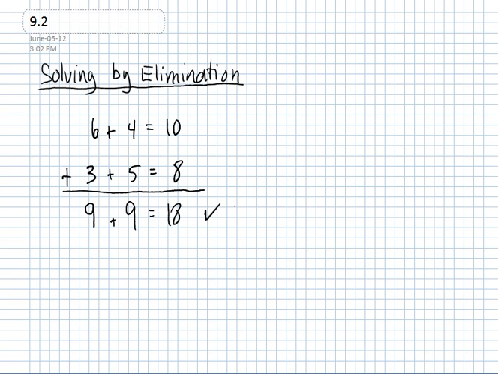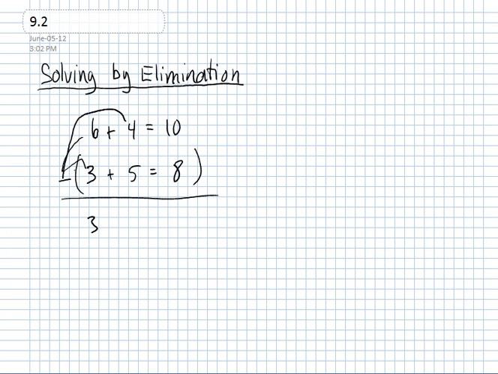Not only can you add equations, you can also subtract them. The only difference here is that when you subtract, you have to subtract everything inside the brackets, so you have to use the distributive law with that negative sign out front. So you're going to go 6 minus 3 is 3, 4 minus 5 is negative 1, and 10 minus 8 is 2. And sure enough, 3 minus 1 is 2. Cha-ching! So you can add and subtract equations.